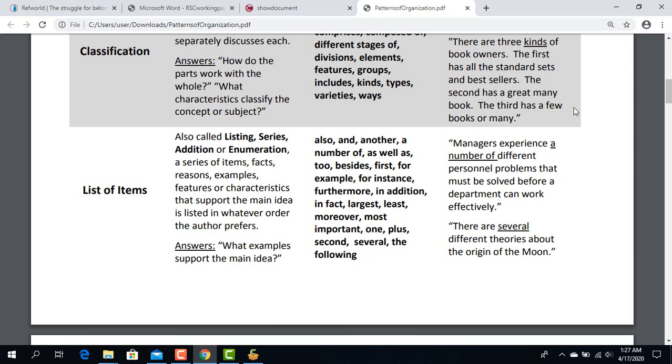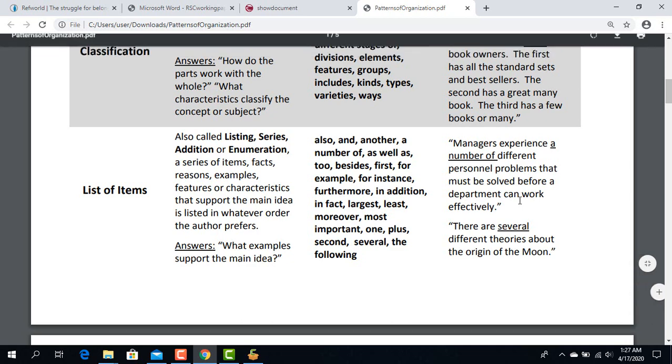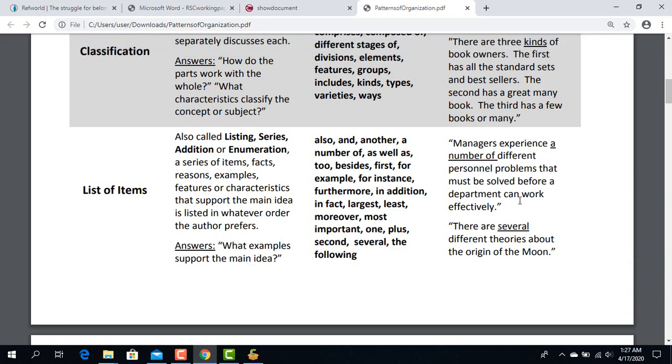Okay, example: managers experience a number of different personnel problems that must be solved before a department can work effectively. So managers experience a number of different personnel problems, a number of different. What are these number of different? Of course, they're going to figure them out in a paragraph, and that's why we can say that this paragraph uses listing as a pattern.